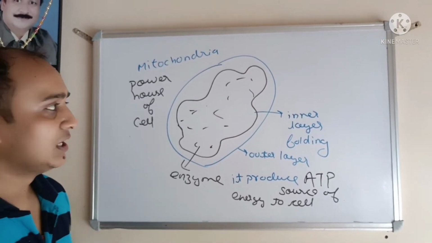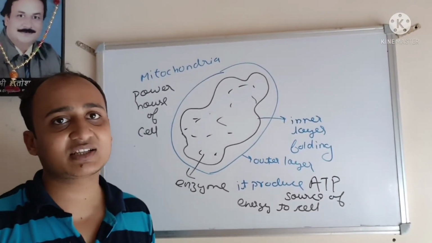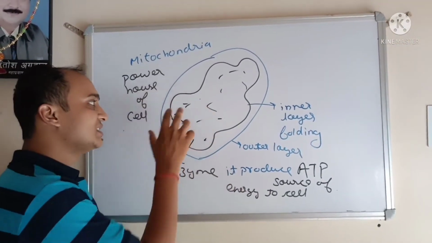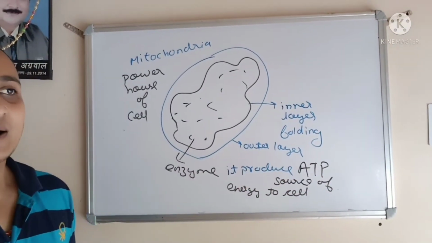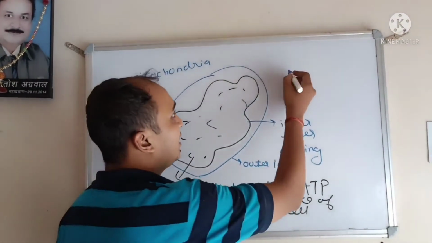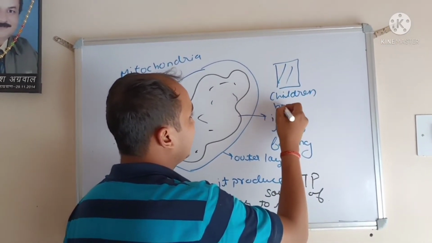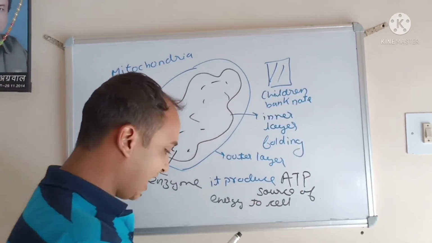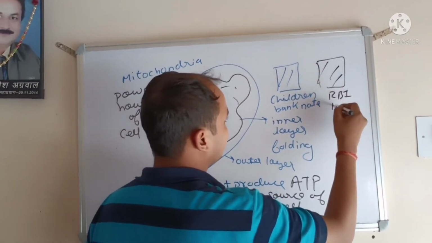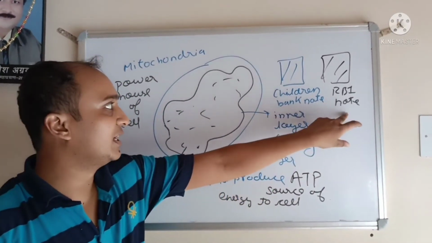Normally what happens is that the glucose we get after digestion cannot be utilized by the cell, but that glucose goes to this enzyme and is converted into ATP, and that is the ATP that is recognized by the cell. Let me give you a simple example. If you have two types of note, one is children bank note and one is RBI note. We all know that RBI note, Reserve Bank of India note, is valuable, and the other is not valuable.